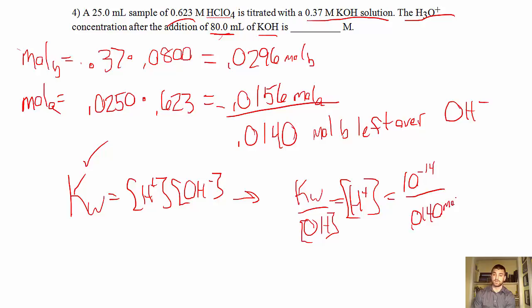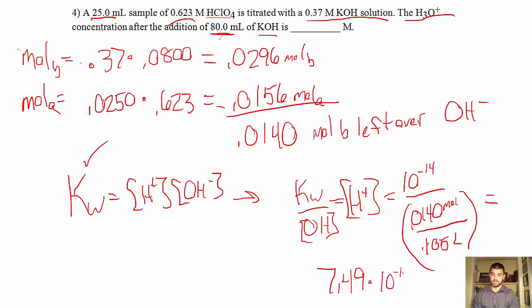0.0140 moles, right? But I don't have the molarity yet. I just got the moles. So I've got to divide by the volume of my solution, which was 25 milliliters plus 80, so I've got 105 milliliters, which is 0.105 liters. So now when I plug that in, I should get my final answer of 7.49 times 10 to the minus 14. So that's my answer for 4.